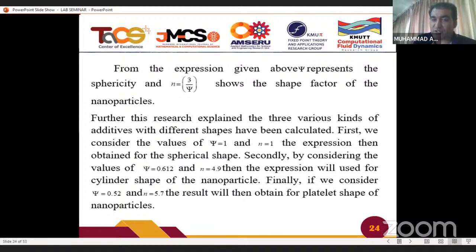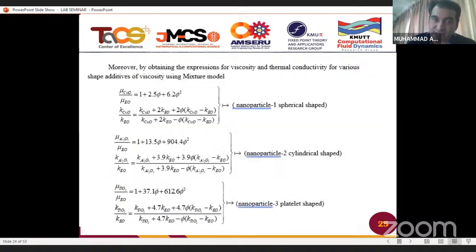those values are used for the spherical, platelet, and cylindrical shape nanoparticles. So this is the theory behind that. After using those values, we get these values. Look at this: the kinematic viscosity, thermal conductivity, and dynamic viscosity using the mixture model. The first one shows the spherical shape, the second one shows the cylindrical, and the third one shows the platelet shaped nanoparticles.